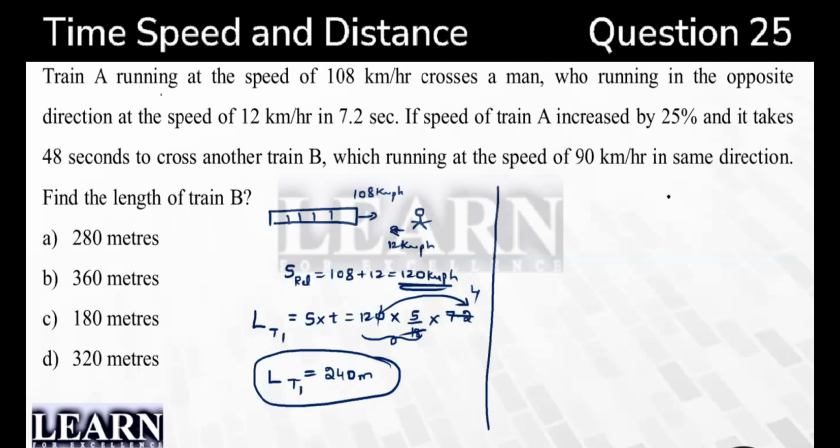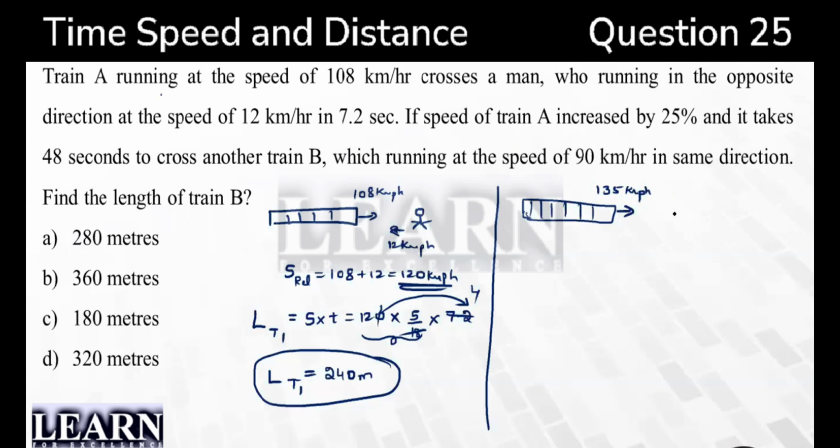Next, we'll have a look into the next scenario. They told the speed of the train has been increased by 25%. Now, what is the speed of the train? This is the same one. Initially, it was 108. Now, it has been increased by 25%. What is 25% of 108? 50% is 54. 25% is how much? 27. So I can say 108 plus 27. I can see the value is 135 kilometer per hour. Now the speed of the train is 135 kilometer per hour.